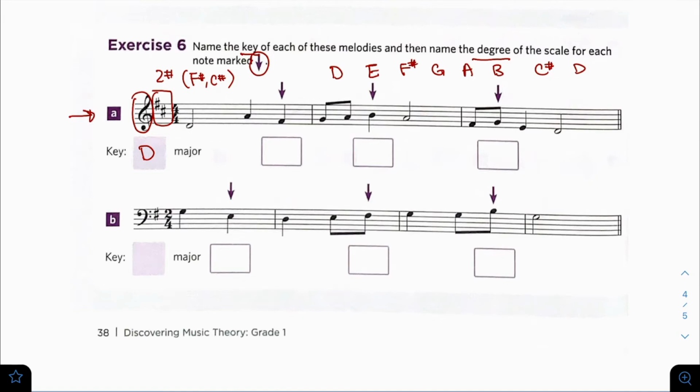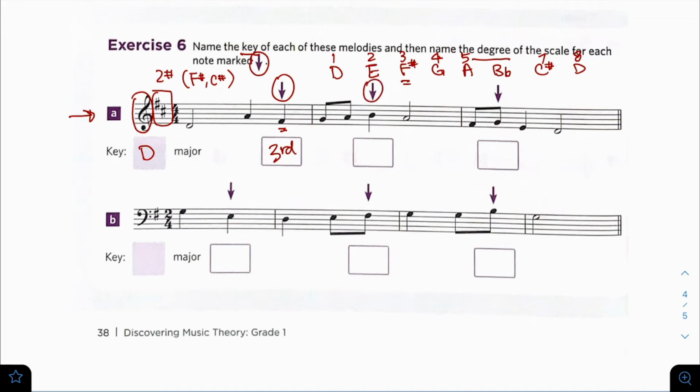Now D is the tonic, so that's degree number 1. E would be number 2, F sharp is number 3, G is number 4, A is number 5, B is number 6, C sharp is number 7, and back to D, the tonic. Now let's find the notes with the arrow. The first arrow is here. This is F in treble clef. F is here, so it's the 3rd degree in a D major scale.